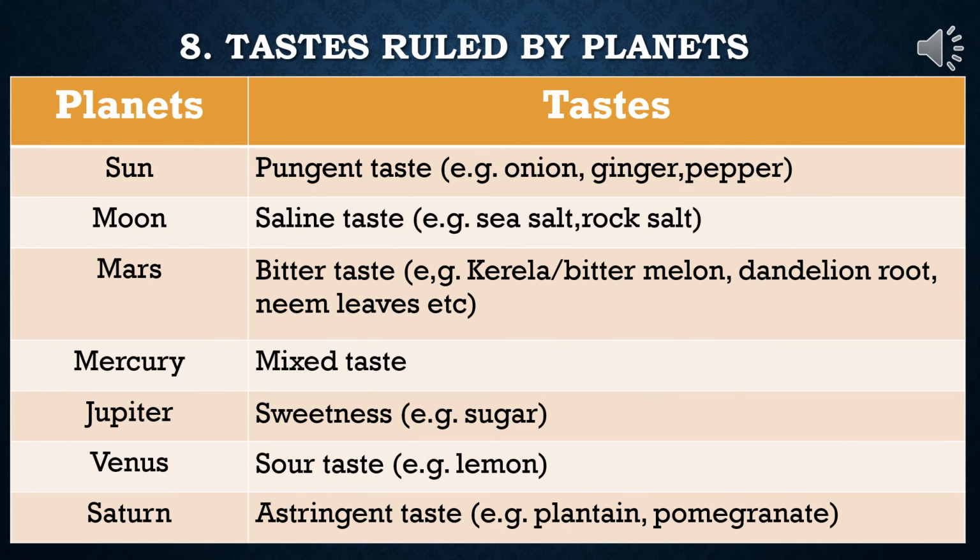Number 8. Tastes ruled by planets. Sun rules pungent taste, that is onion, ginger, pepper. Moon rules saline taste, that is sea salt, rock salt. Mars rules bitter taste, that is karela or bitter melon, dandelion root, neem leaves, etc. Mercury rules mixed taste. Jupiter rules sweetness, that is sugar. Venus rules sour taste, that is lemon. Saturn rules astringent taste, that is plantain and pomegranate.